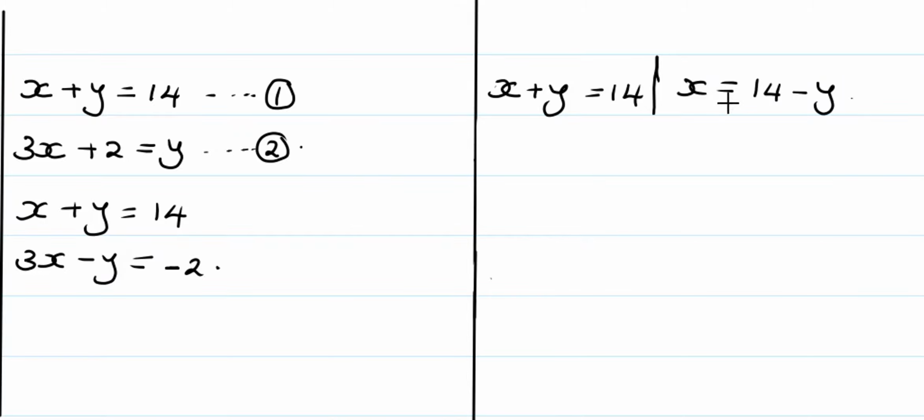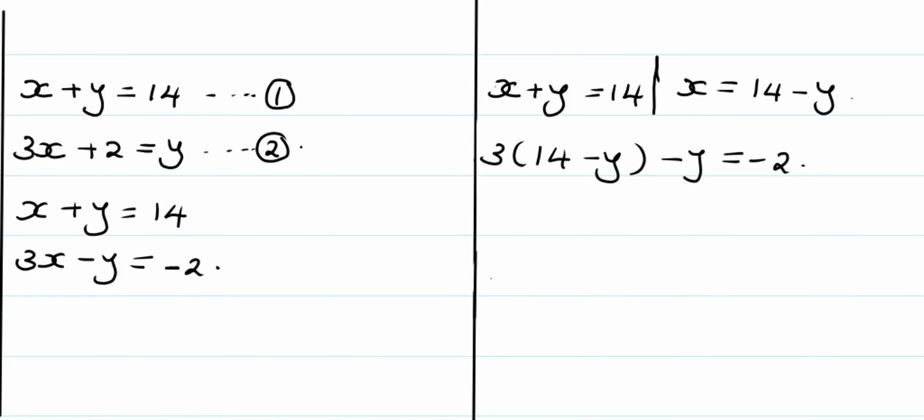So now that I know x is equals to 14 minus y, in the second equation, in any place I have x, I'll replace it with 14 minus y. So in the second one, we have 3x, so it will be 3 into 14 minus y, because that is the value of our x. Then again, minus y is equals to negative 2.